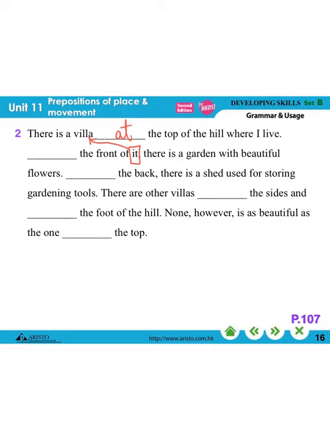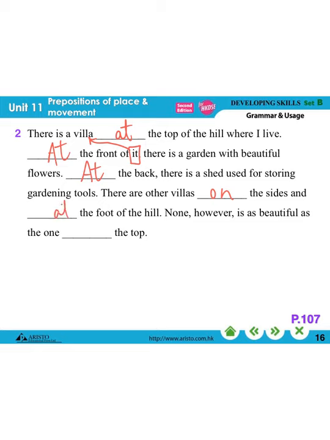If you really want to talk about what you can see, what you can find, I mean the location of something, we have to say at the front of the building. What can you find? There is a garden with beautiful flowers. And then at the back, there is a shed used for storing gardening tools. And there are some other very big houses on the sides.